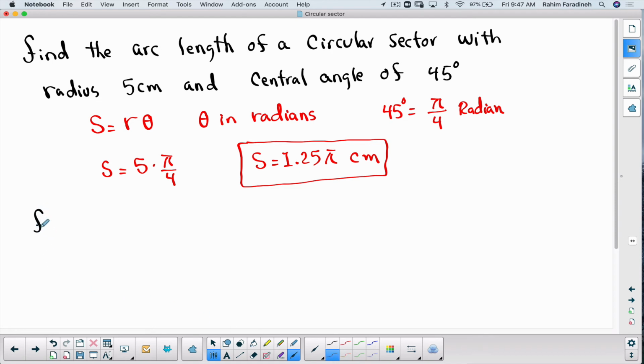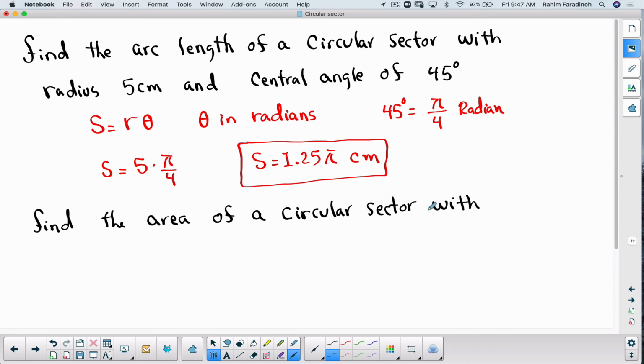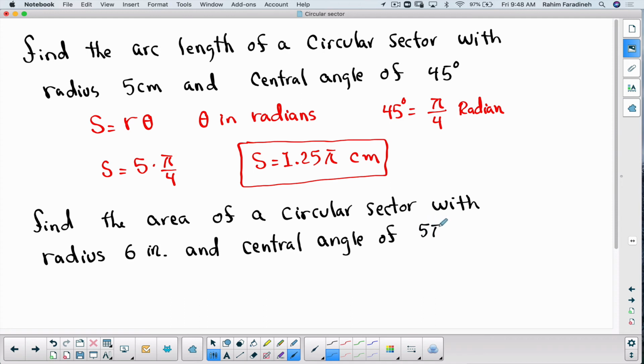Now let's look at another example. We want to find the area of a circular sector with radius 6 inches and central angle of 5 pi over 12 radians.